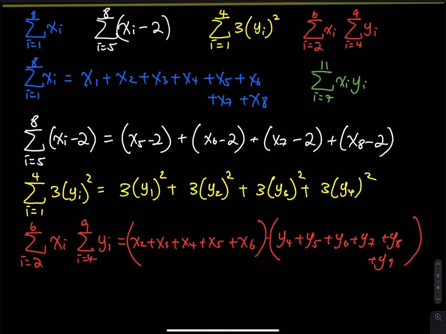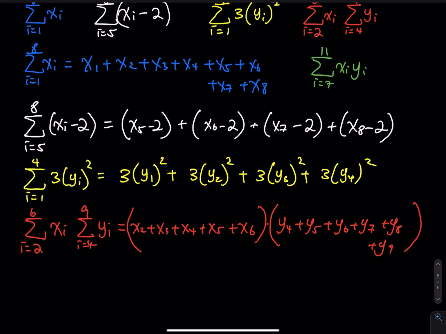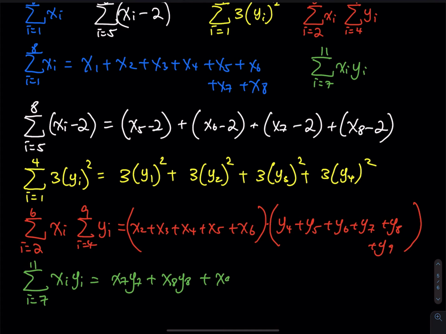Okay, and then the last one is the sum of products, i goes from 7 to 11. So this is the summation, i goes from 7 to 11, and then xi, yi. So this is x7, y7, plus x8, y8, plus x9, y9, plus x10, y10, and then we stop at 11, x11, y11. Okay, there is nothing difficult. Just make sure you know where to start and where to end.